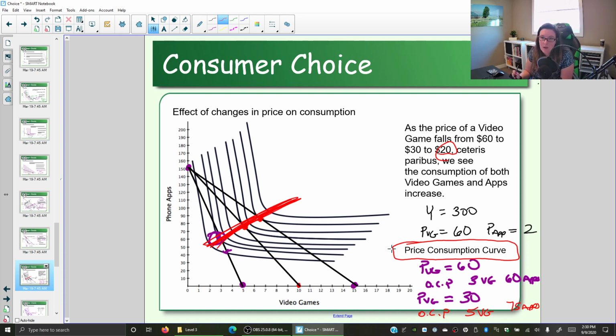So notice we held income constant at $300. We held the price of the phone apps constant at $2. What we did is we changed the price of the video games and found those new optimal consumption points. We can actually use this information to derive the demand curve.